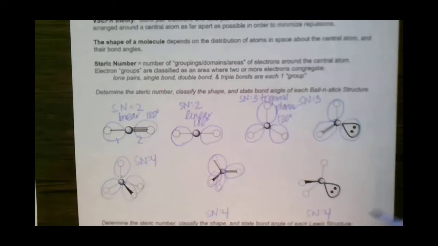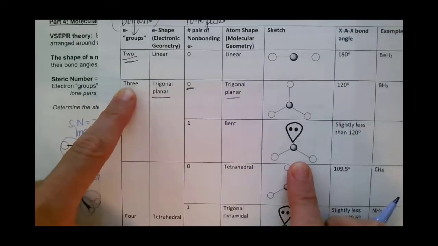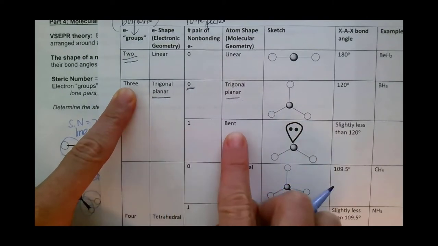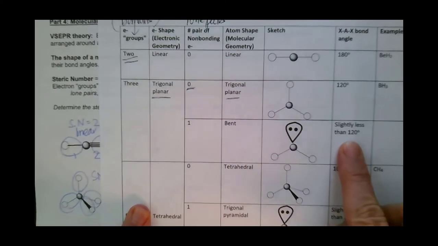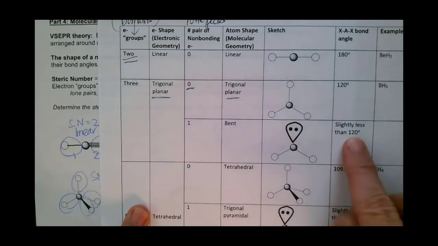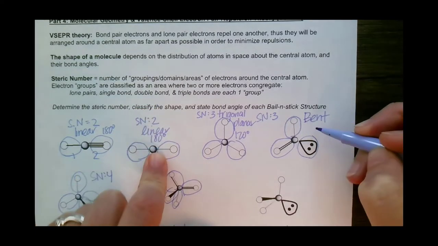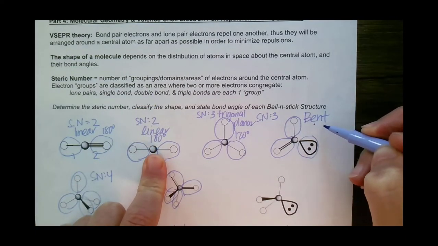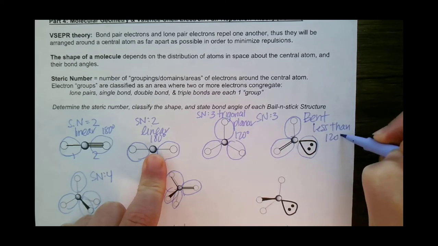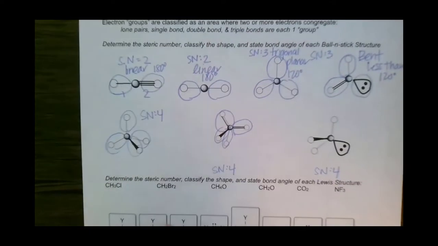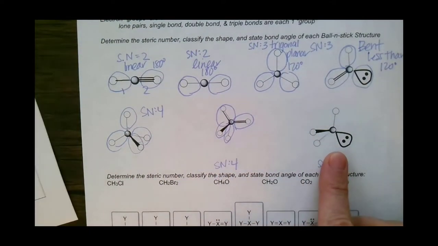120 degrees. Now this steric number of 3 has 1 lone pair. So it's got 3 with 1 lone pair. So it's going to be bent. And because of those lone pair electrons, it's going to be slightly less than 120 degrees. So we've got a bent structure, and it's going to be less than 120 degrees.